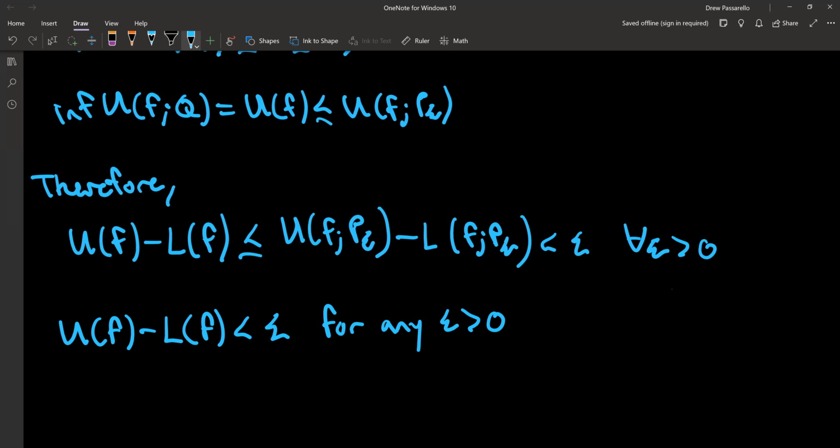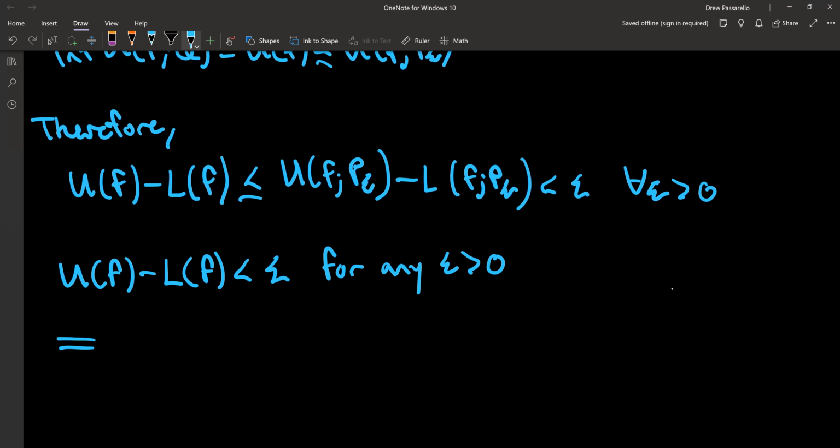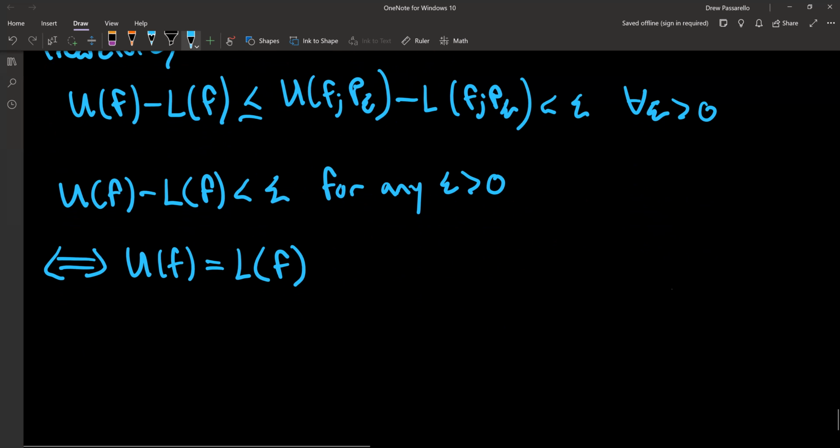This is equivalent to saying U of f minus L of f is less than epsilon. So that's equivalent to saying U of f equals L of f. And that's what it means to be Darboux integrable.